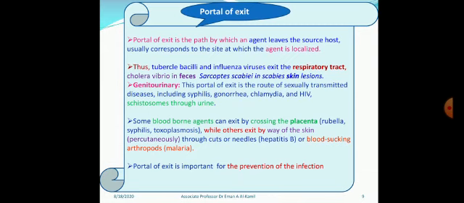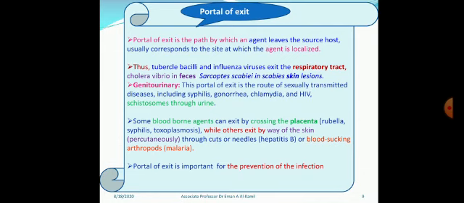Also, it is important to study and understand the chain of infection, which we are going to start with the portal of exit, the place or the site of exit of the microorganism. Portal of exit is the path by which an agent leaves the source host. Different types of hosts or reservoirs usually correspond to the site in which the agent is localized.